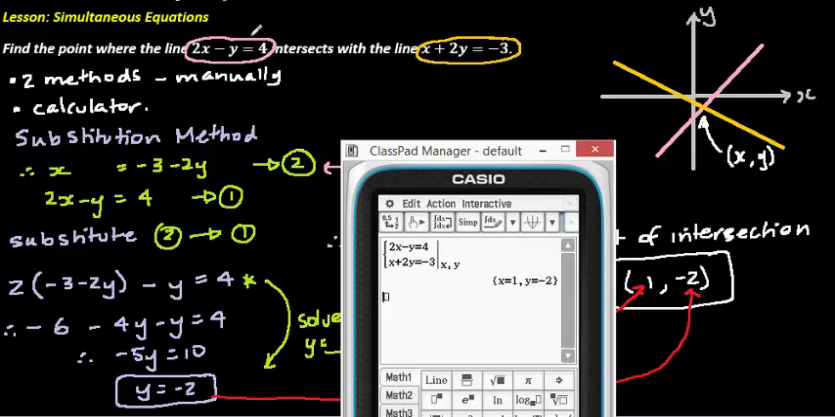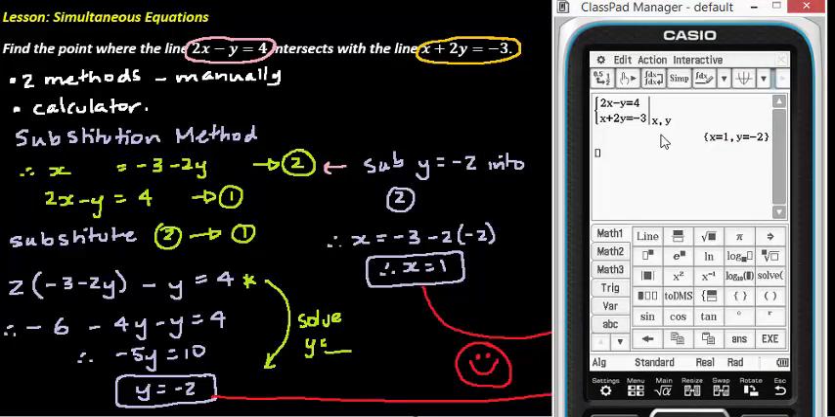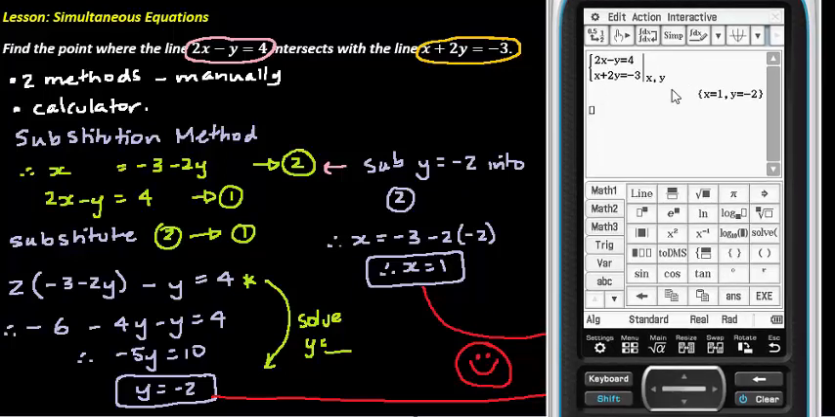And look, we've got the same answer for the same simultaneous equations done three ways. And if you have a choice and they don't stipulate which way to do it, the calculator is always going to be your best way to solve the simultaneous equations.